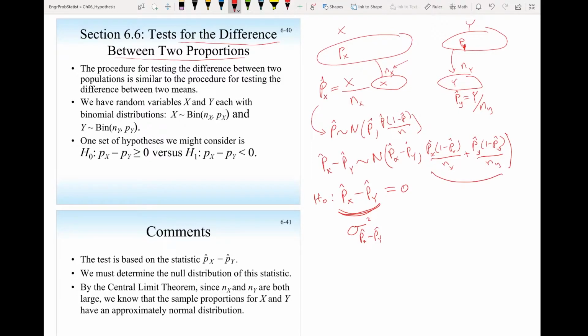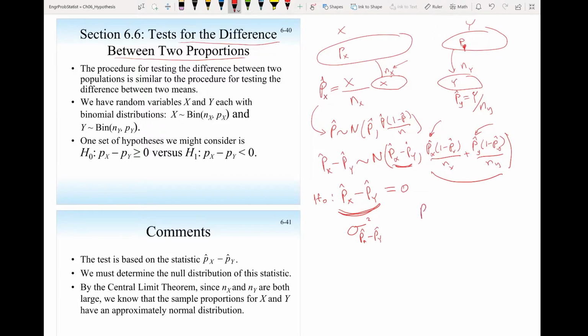This variance is correct if there is no constraint on pX minus pY. But if I'm constraining them to be equal, then should I use for the variance this proportion or this proportion, since I'm assuming they are the same? In this case, we use the pooled proportion.